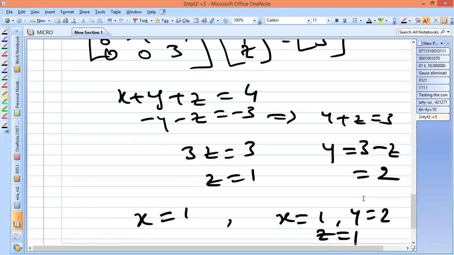So remember one thing: if the rank of the matrix A and the rank of the augmented matrix are the same, then the system is consistent. And also, if the rank of the matrix obtained is equal to the number of unknowns, then it will have a unique solution. If the rank of the matrix is less than the number of unknowns, then it will have infinite solutions. These are the points you need to remember while solving the problems.